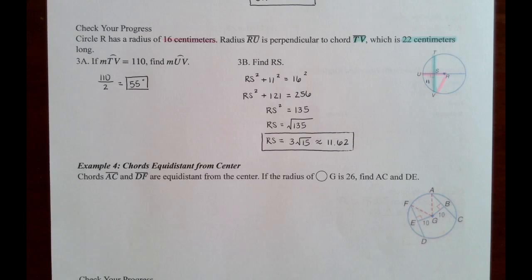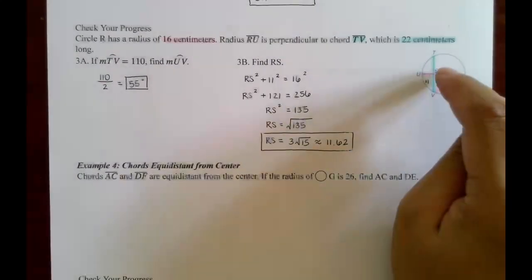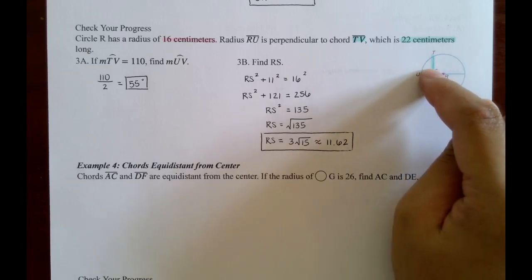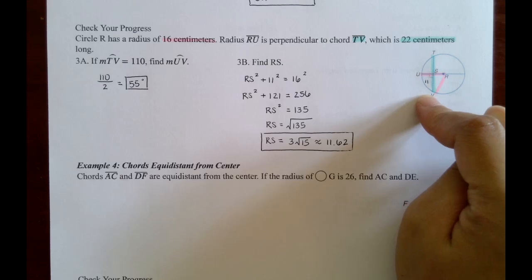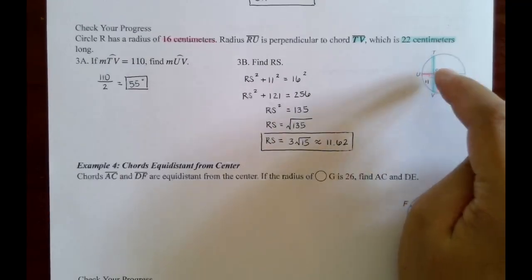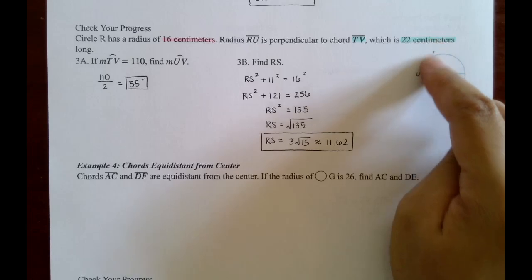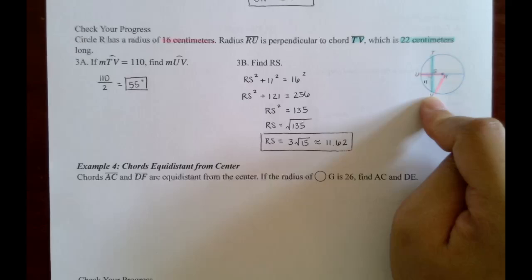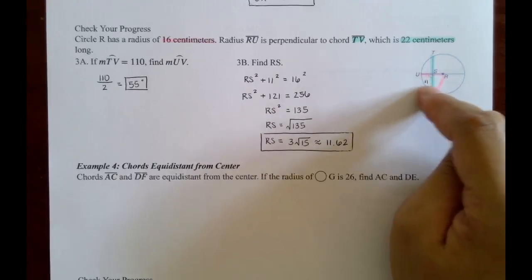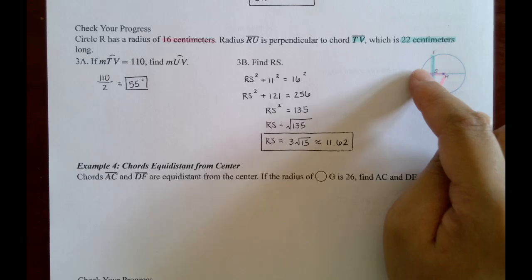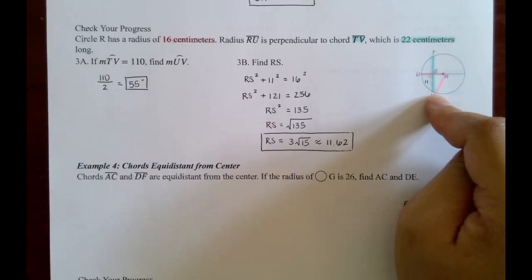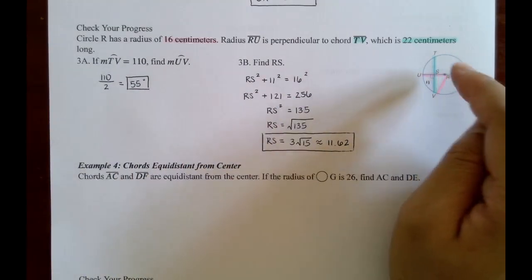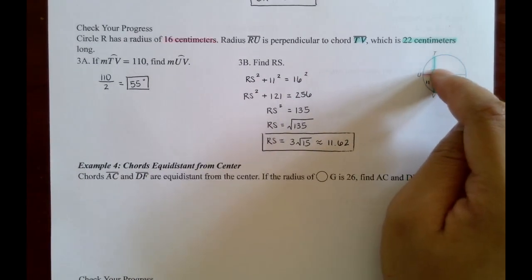Okay, so here we have a radius of 16 centimeters. So this is my radius here. And this radius RU is perpendicular to chord TV, which tells us then that this arc is bisected and so is the chord. Okay? And the chord is originally 22 centimeters. So here, if the measure of arc TV is 110, if it's bisected, we can find UV, right? So 110 divided by 2 is 55. Right? Then, to find RS is this tiny section here.